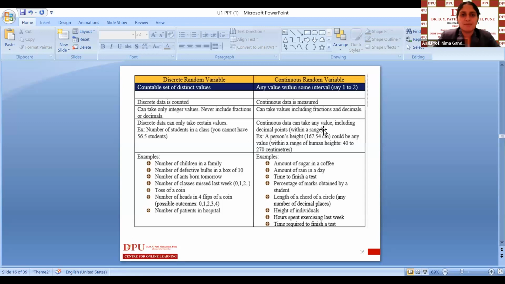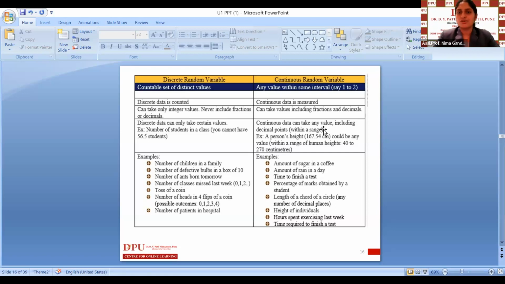Now we have some examples for discrete random variable and continuous random variable. Number of children in a family, you are counting, right? Number of defective bulbs in a box. Number of ants born tomorrow. Number of classes missed last week. You're tossing a coin and counting head or tail. Number of heads in 4 flips of a coin. So you are tossing 4 coins at a time and finding the number of heads that appear. Number of patients in a hospital. All these are examples of discrete random variables. So remember, whenever you are counting something, you are dealing with the discrete random variable. Whenever you are measuring something, you are dealing with the continuous random variable.